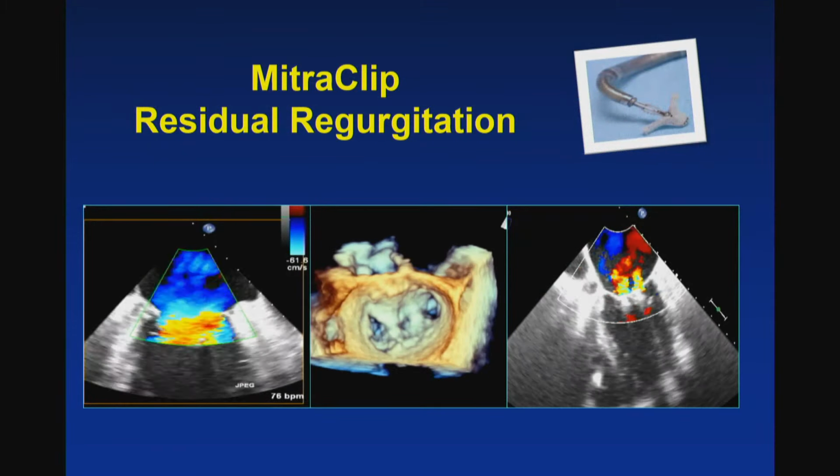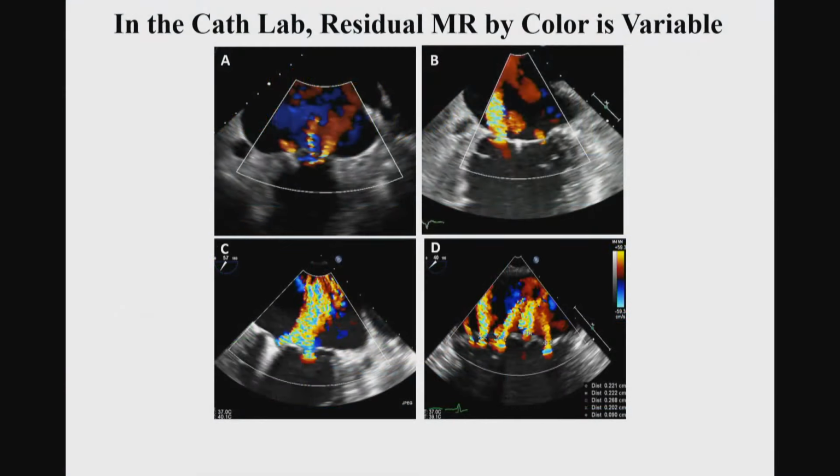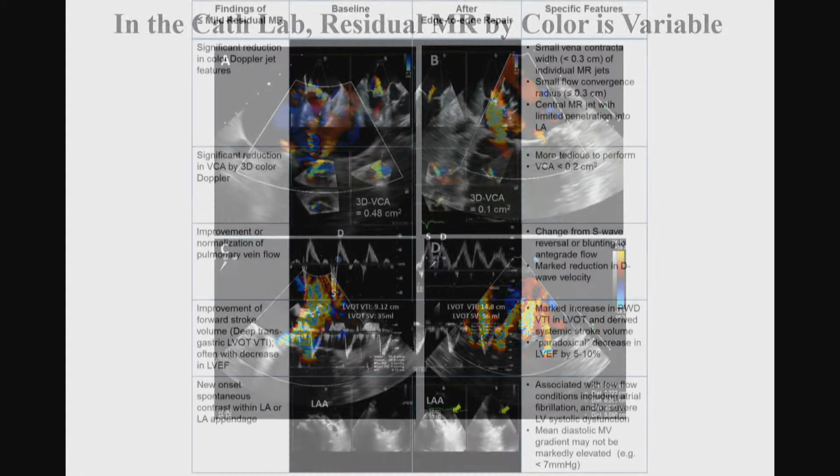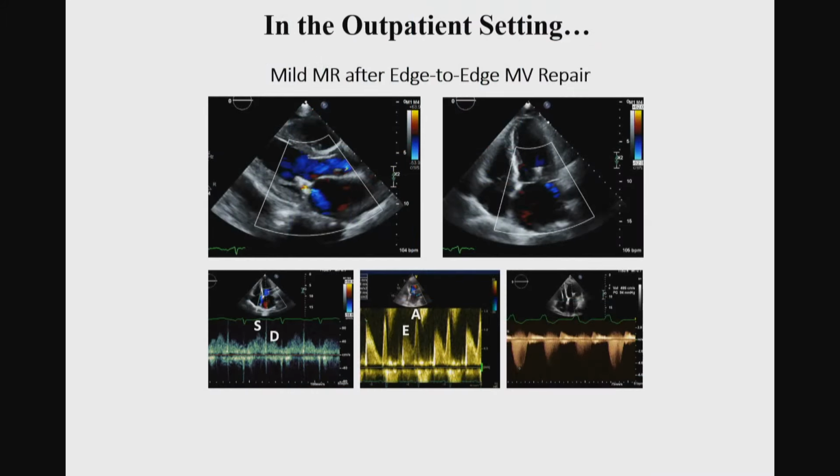MitraClip also can be challenging, in the catheterization laboratory and afterwards. You may have different shapes and sizes and numbers of jets that you may be left with after one or more clips that you put in. You'd look in the catheterization laboratory not only at color as well as vena contracta. You could do that by 3D, but importantly, look at pulmonary vein reversal of the systolic wave, which has been shown as of late to be prognostically very important. And in the outpatient setting, if you have a tiny regurgitation, you know you're safe from that point of view.